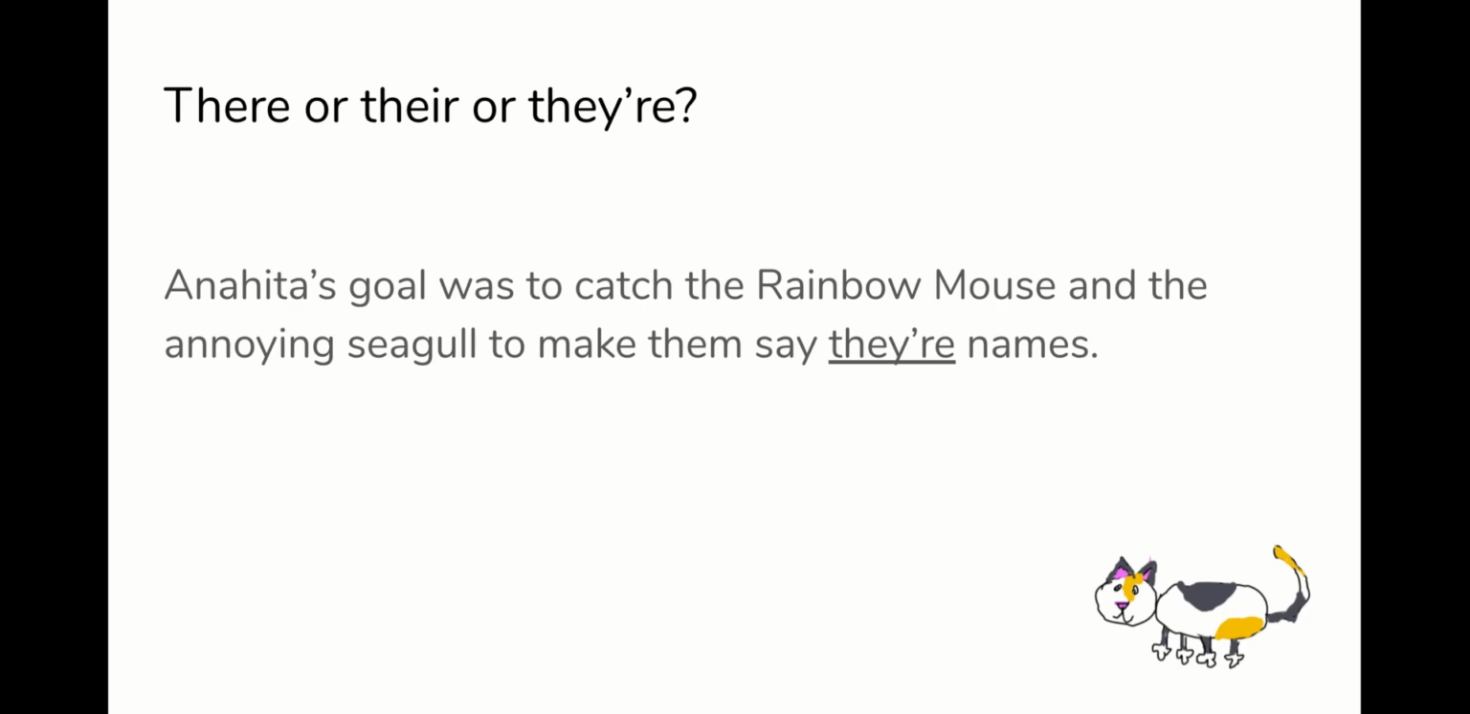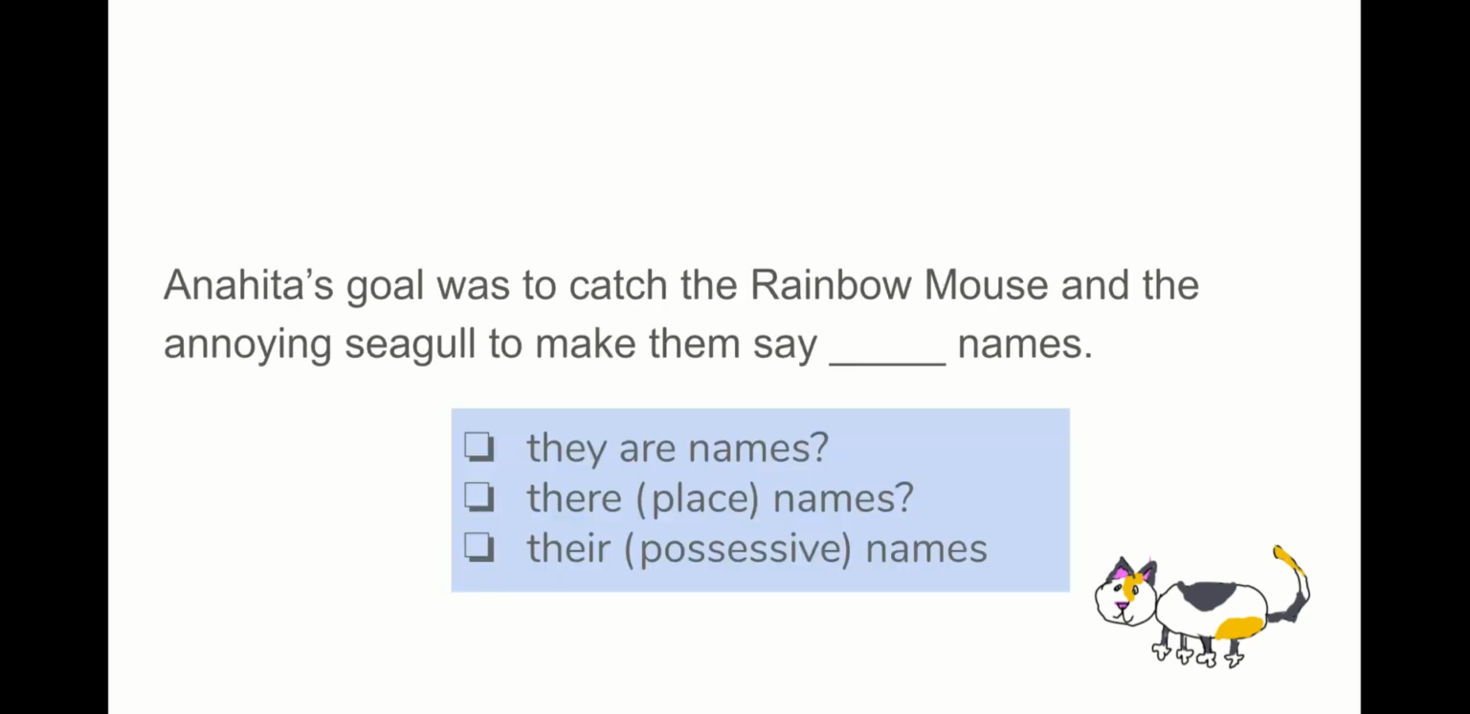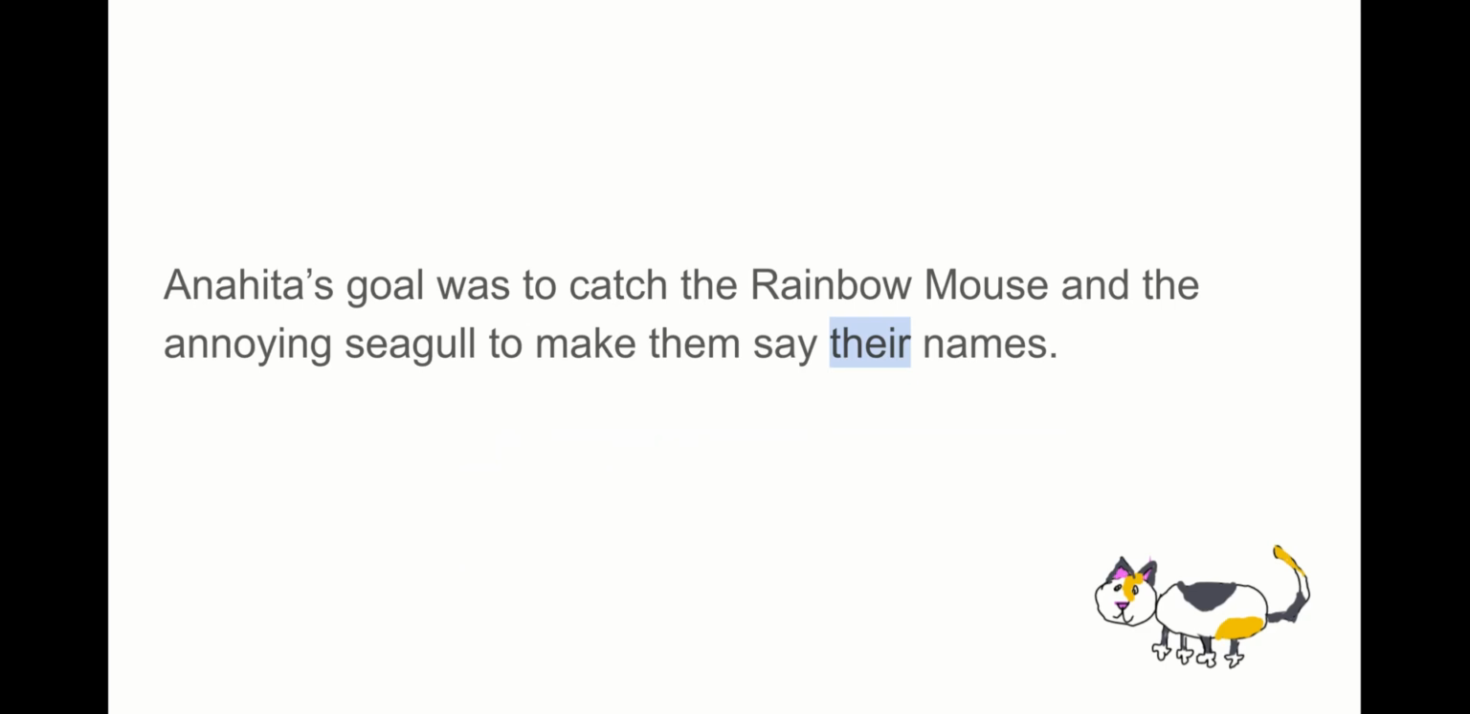The same goes with there, they're, or their. Anahita's goal was to catch the rainbow mouse and the annoying seagull to make them say their names. Well, there's three choices. Do we want they are names? Do we want there, the place, names? Or do we want their, possessive, names? So in this case, we want their names. It's showing possession. They own their own names. So that's the correct choice.